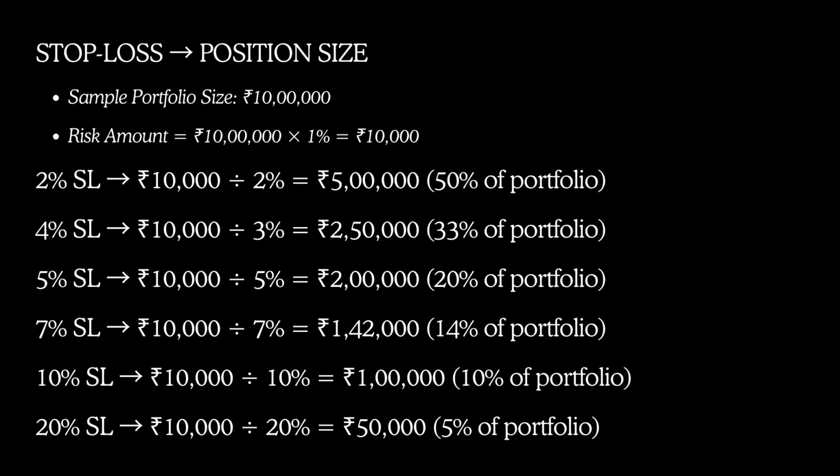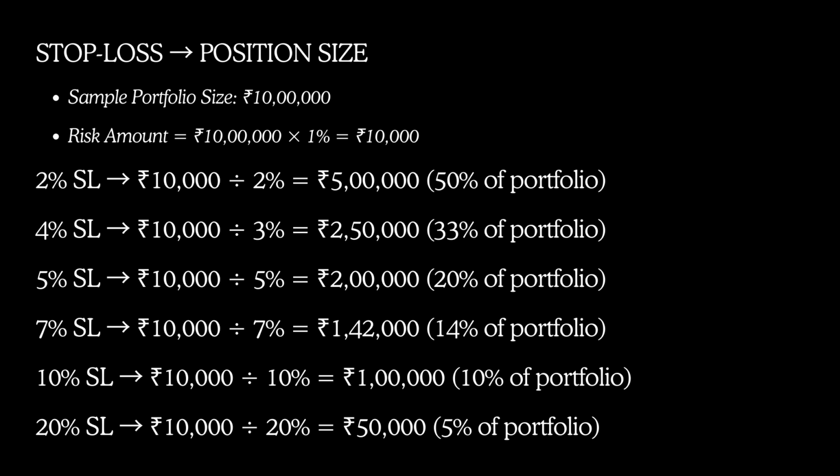Just to expand on the same, what could be the possible position size, and why stop loss is extremely important and why I'm a big proponent of tighter stop loss, because of this reason. Imagine you have a 2% stop loss. With the same risk, you can allocate almost 5 lakh rupees, which is 50% of the portfolio.